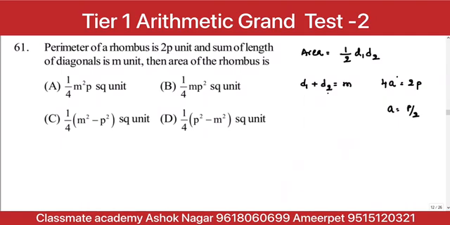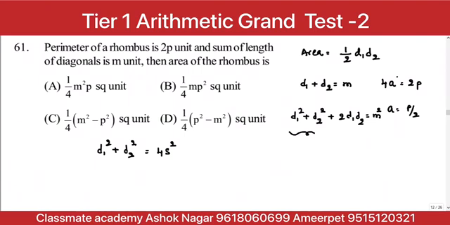What do we know about sides and diagonals? d1 square plus d2 square is equal to 4 into side square. Squaring on both sides: d1 square plus d2 square plus 2 d1 d2 is equal to what? m square.